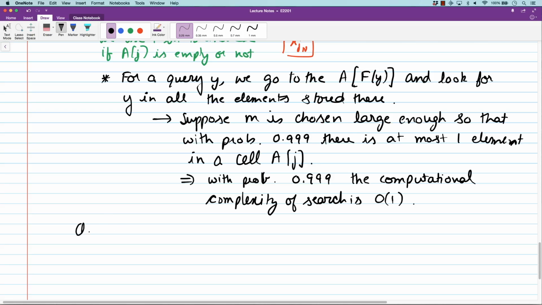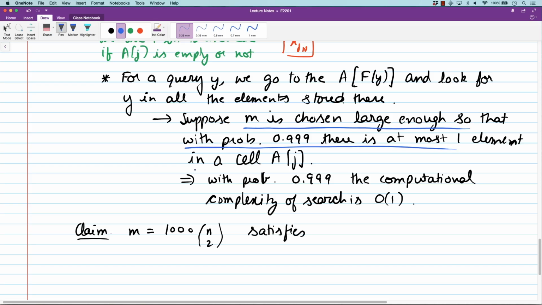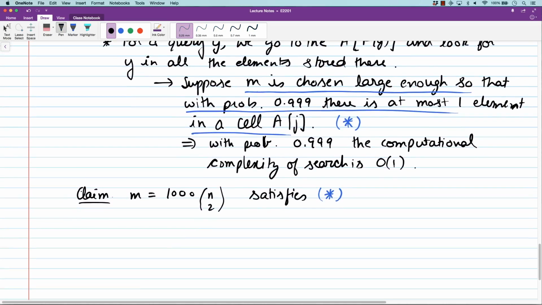So claim: m equal to 1000 and choose 2 satisfies this property. We'll call this property star. It satisfies star. So let's verify this. Proof.